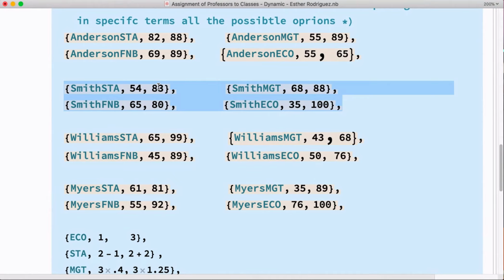Among all the professors, who is worst in what? Smith is worst in economics. Who is best in what? Smith is best in economics, but also Myers is good in economics. Who is really bad? Myers is bad in management. You see this 35 here. Among all the numbers, this is the lowest number. So what you don't want to do? You don't want to put Smith or Myers in economics or in management.